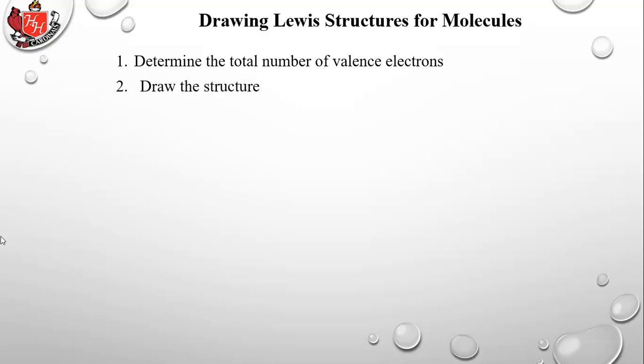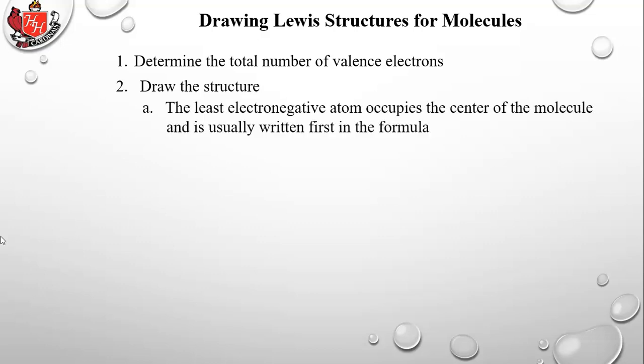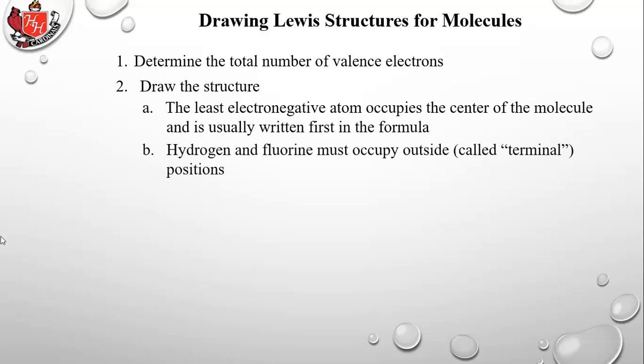Two, you make the best effort you can to draw the structure. It's a little bit of guessing, but don't worry about that too much. It's usually just drawn the way you might think it would be drawn. So A, the least electronegative atom occupies the center of the molecule and is usually written first in the formula. B, hydrogen and fluorine must occupy outside, called terminal positions.